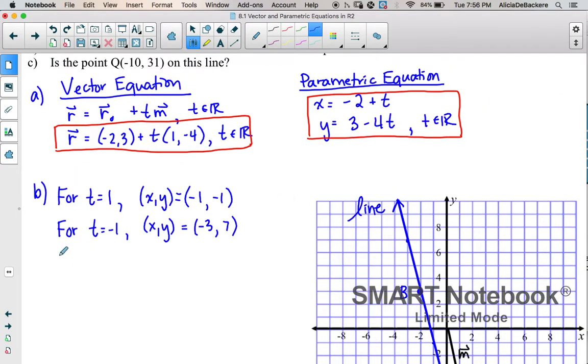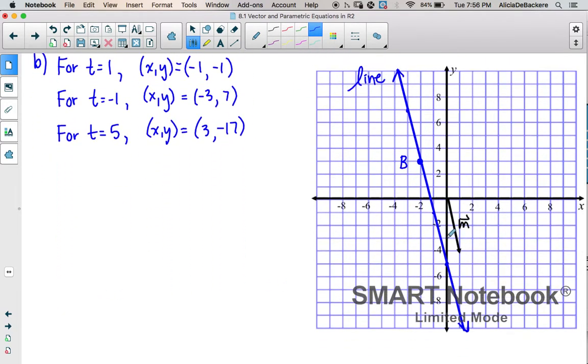And then I'm going to pick 2 more numbers. You can pick different numbers if you like. I'm going to pick t = 5. And again, I'm just plugging in. I'm going to multiply this vector by 5. So I'm going to get -2 + 5. And then I'm going to get 3, and I'm going to get -20, so -17. And so I might just check, like, does that make sense?